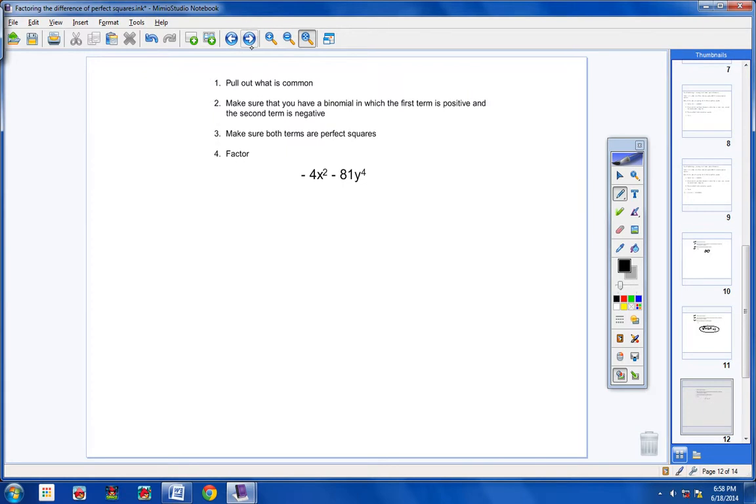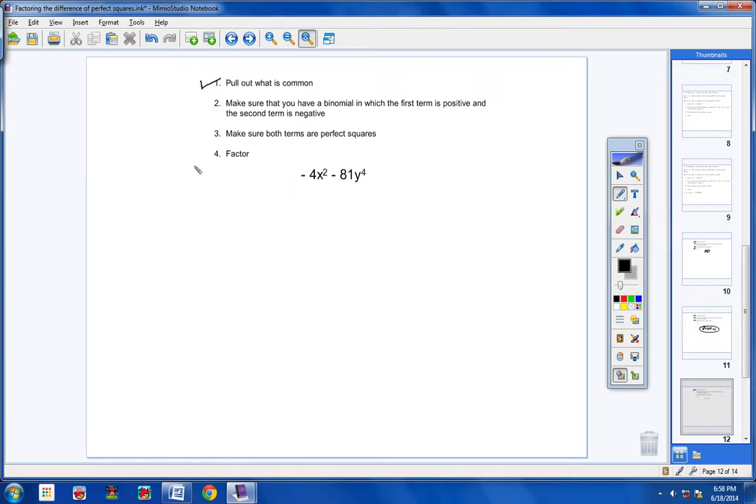Okay, now step 1 says pull out what's common. I cannot pull out, nothing that I know of goes into 4 and 81. And I've got x's here and y's here. Do I have any x's over here? No. Do I have any y's over here? No. So I cannot pull out any x's or y's.